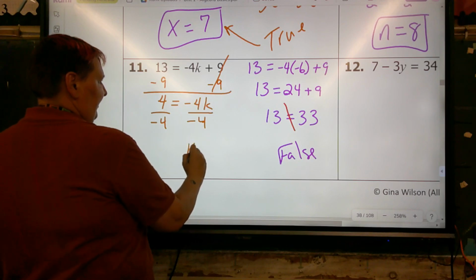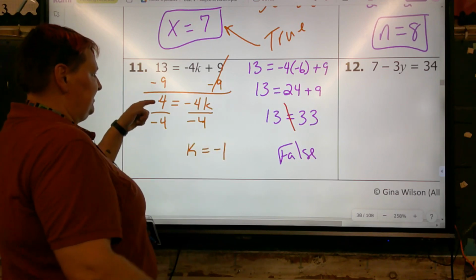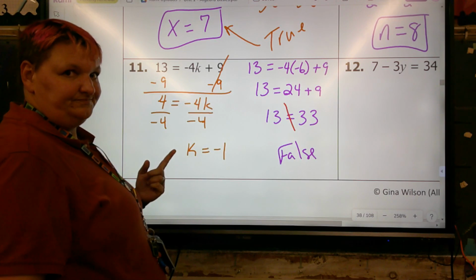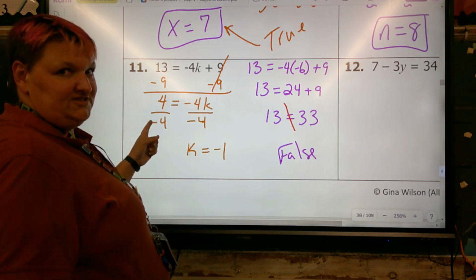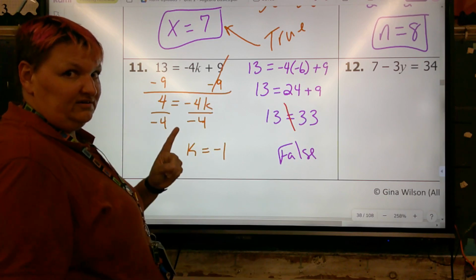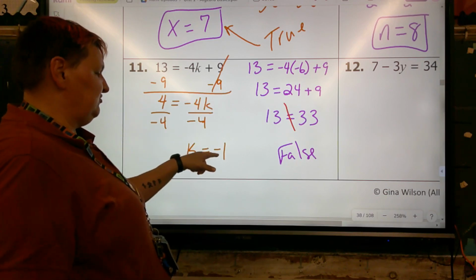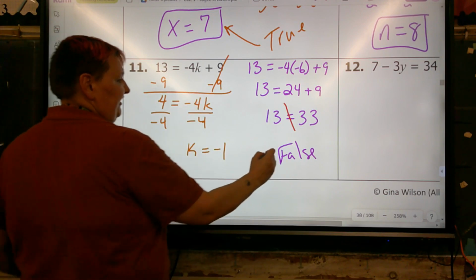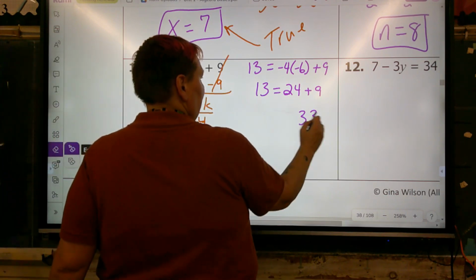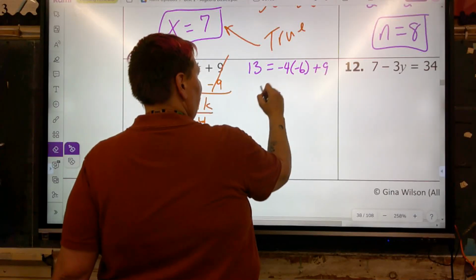We're left with k equals negative 1, because any number over itself is 1. All right, so we're left with k equals negative 1. Now let's see if we get it right this time. Let's double check our answer again.